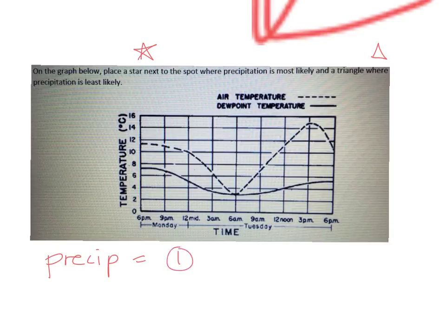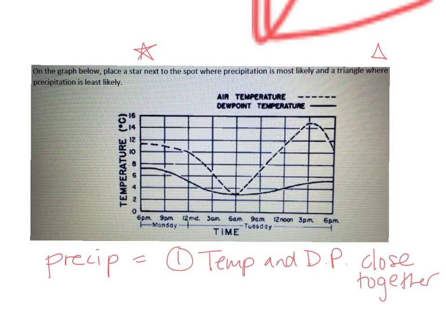Okay, so the first thing I need is temp and dew point, and I'm just going to use dP here. Temp and dew point close together. Okay, so if I look at my graph right now, I can see that the two lines that I have are actually air temperature and dew point. So I already know that I've got a clue to be able to answer part of the precipitation question here.